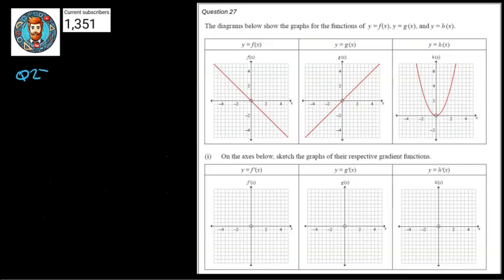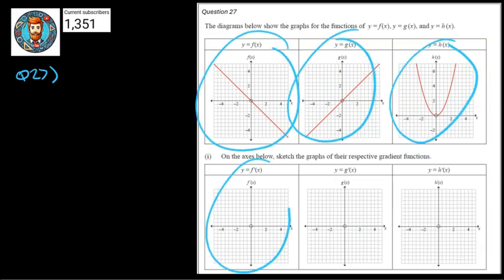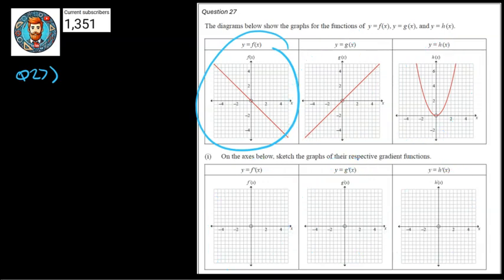Question number 27, the final achieved question. This one was a bit out of left field when it came up. It's nothing like this has really been in the exams before. But basically, we've got the original functions up here, and we've been asked to sketch the gradient function for each of them below. So that basically means we need to differentiate.